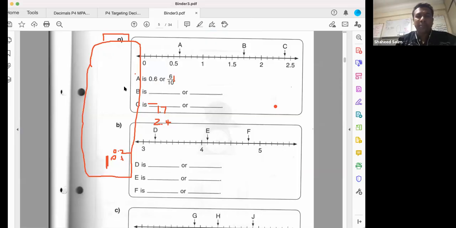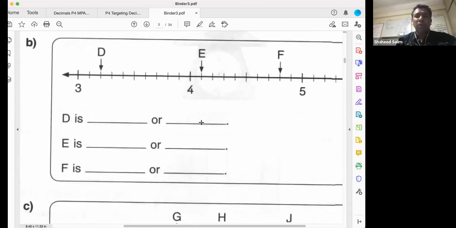But what am I saying? You must know decimals. If you don't know decimals, it's going to be a little bit tough for you. So over here, same thing.